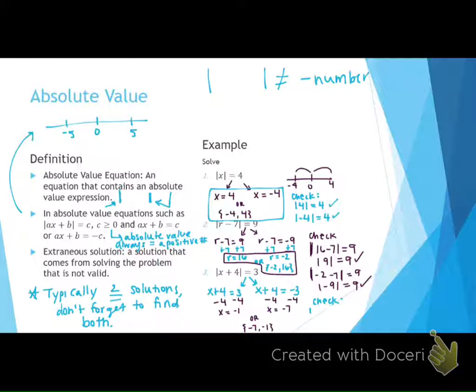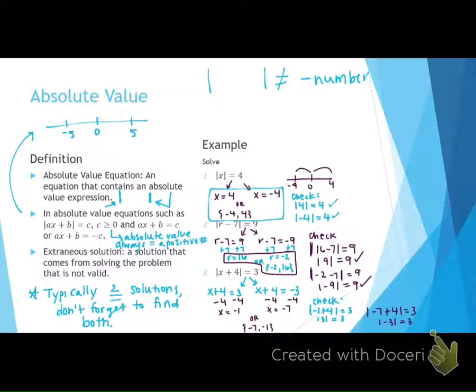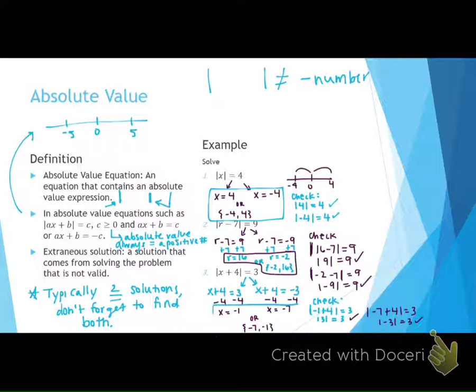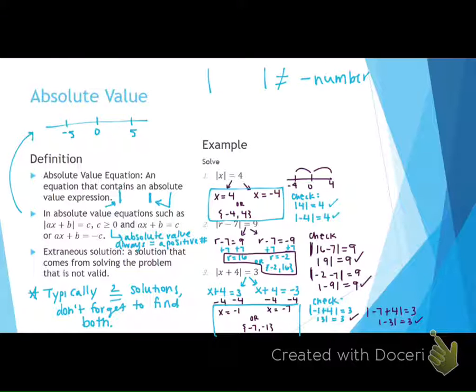So I do the absolute value of negative 1 plus 4 equals 3. Is the absolute value of 3, 3? Okay. If I do the absolute value of negative 7 plus 4 equals 3, is the absolute value of negative 3, 3? So do they both work? Okay. So we do not have extraneous solutions. All right, look at that and see what questions you have for me before we get into some more challenging problems.